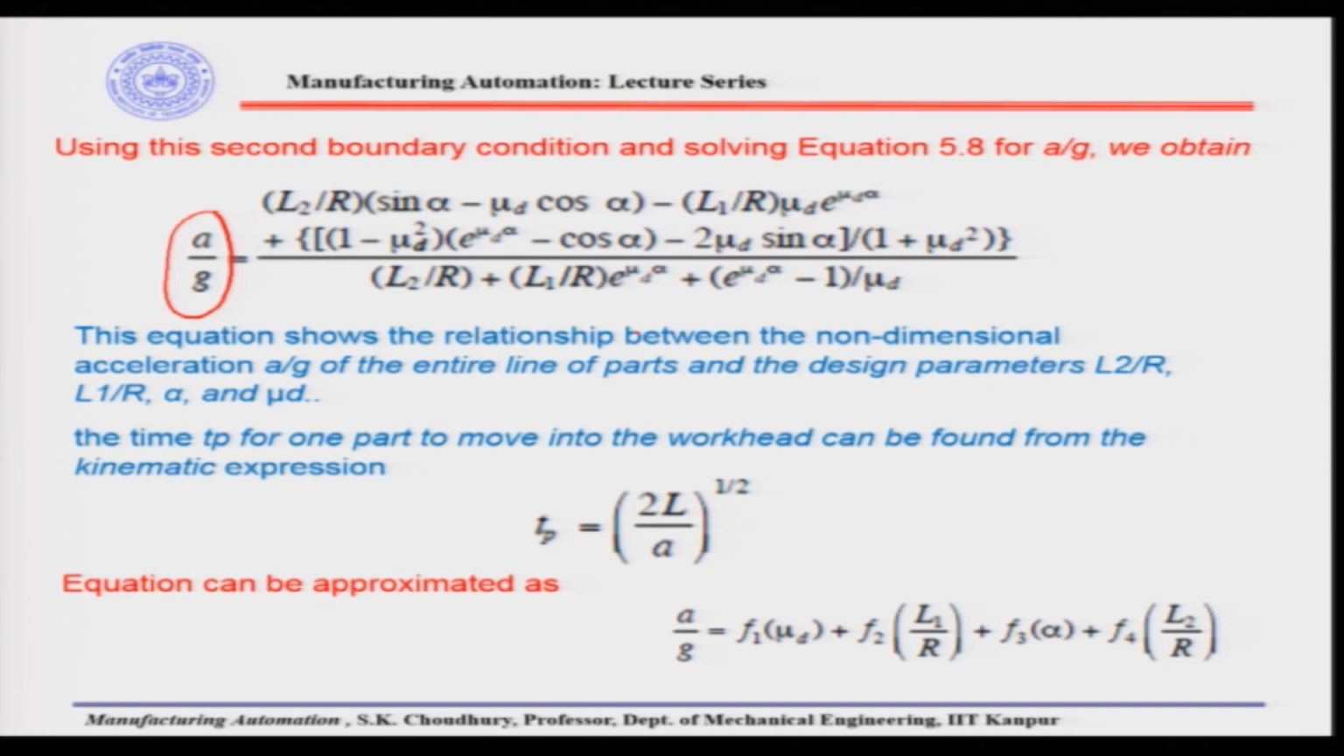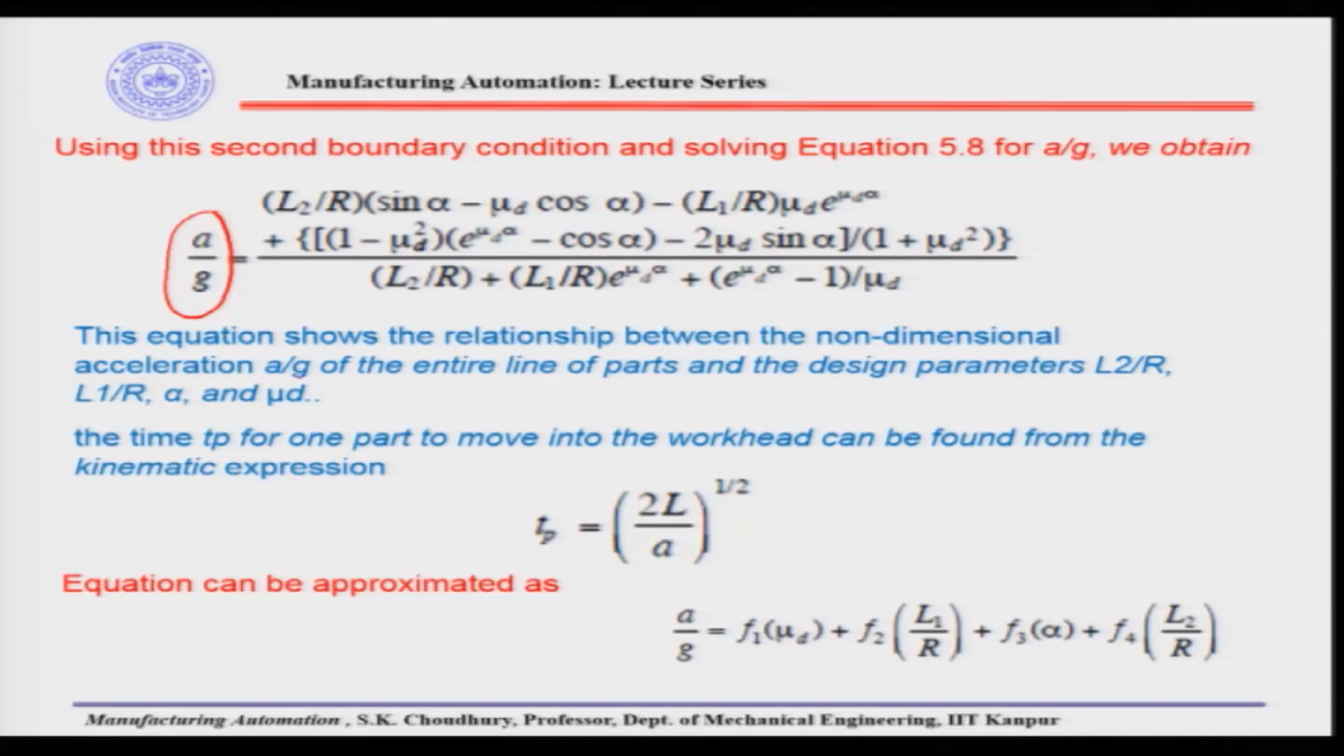So, as I said, we are actually interested in the final solution, the components. This equation shows the relationship between the non-dimensional acceleration A by G of the entire line of parts and the design parameters L2 by R, L1 by R, alpha and mu d. This is more important for us. Okay. By the way, this A by G we actually said this is An by Gn, this is the same thing, please mind it. Okay. This is equivalent. So, finally what we are getting is the non-dimensional track acceleration and we are getting different kinds of parameters here.